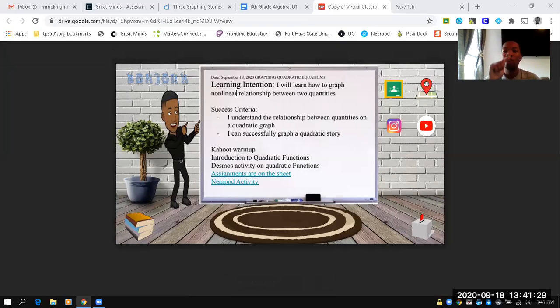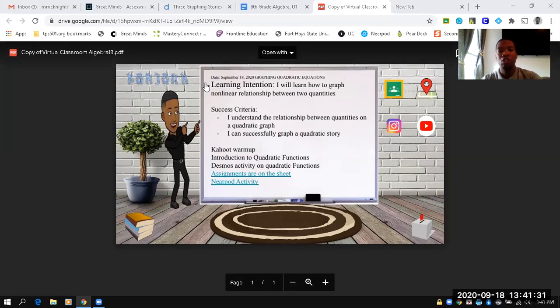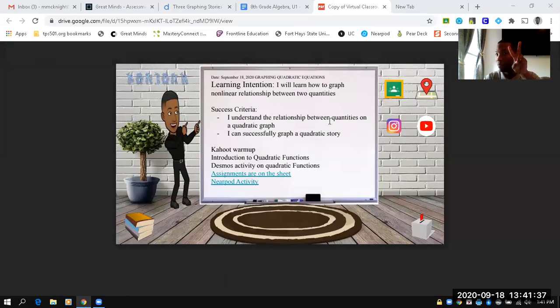We're looking at a quadratic function today. So for my success criteria, I will say understand the relationship between two quantities on a quadratic graph. We know what a quadratic graph is, all right? We're about to look into it. A quadratic graph is generally represented by a semicircle or a parabola. The entire U or N-shaped looking graph is called a parabola, all right?